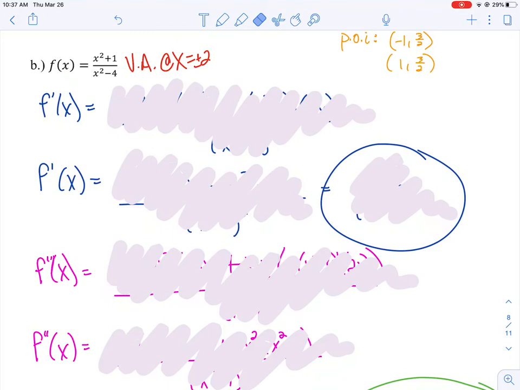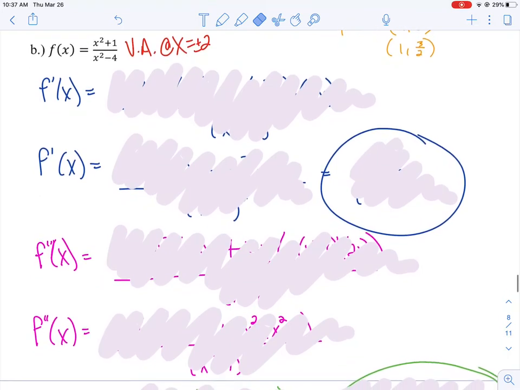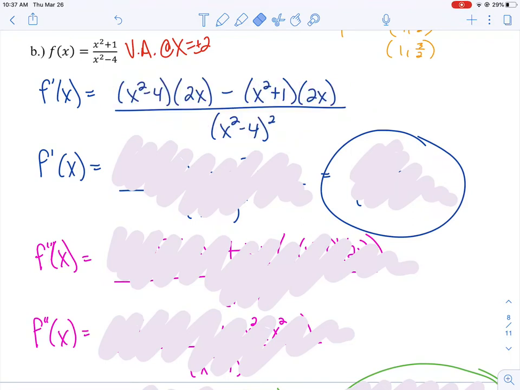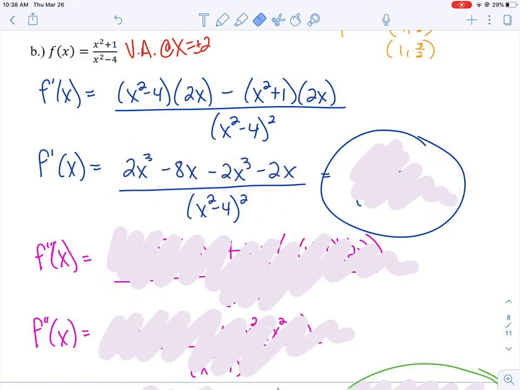All right, we now have to find the first derivative so that we can eventually find the second derivative. It looks like this is a quotient rule problem. Pause your video, use your quotient rule, and find me the first derivative, please. All right, I have bottom times the derivative of the top minus the top times the derivative of the bottom over the bottom squared. I'm going to distribute and combine like terms, and see if you get the same answer as me. I got a final first derivative of negative 10x over (x squared minus 4) quantity squared.